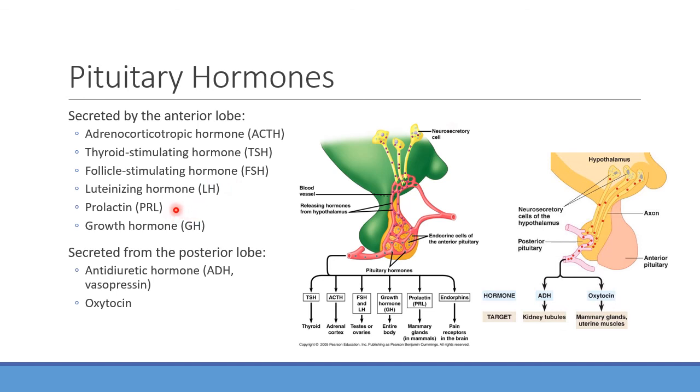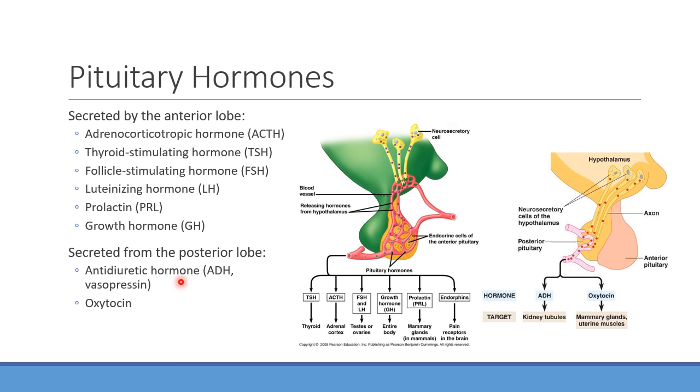Again, LH and FSH are important for our sexual organs. We'll also have prolactin that gets released from there, and then growth hormone as well. And then for the posterior lobe of the pituitary gland, we're going to have antidiuretic hormone, ADH. You'll see that referred to by another name, vasopressin. If you ever see vasopressin, that's basically the same thing, and we can give that as a drug for some of our patients. We'll see what that does for us a little bit later on. But antidiuretic hormone is very important.